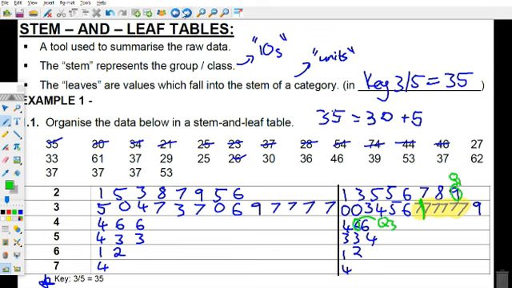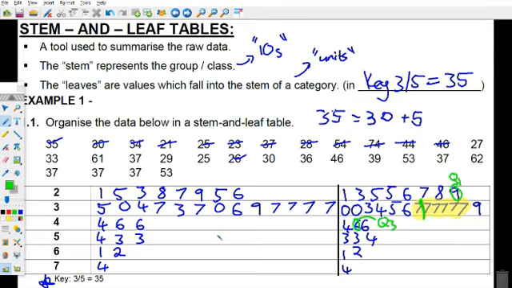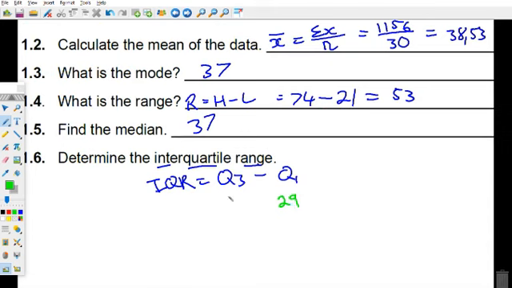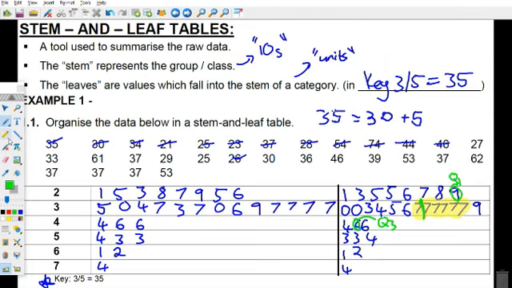Okay. So for Q3, if my leaf is 6, it is on the stem of 4. What's my Q3? 46. So 46 minus 29 is 17. Right. So let's have a look at that again. Interquartile range, and finding the quartiles. Let's look at that one last time, if you don't mind.